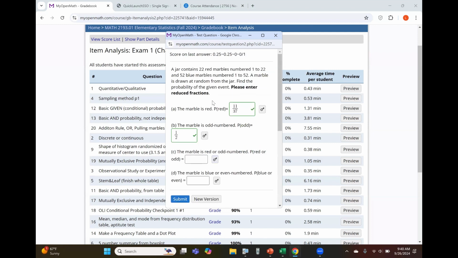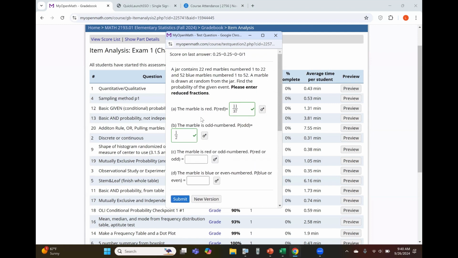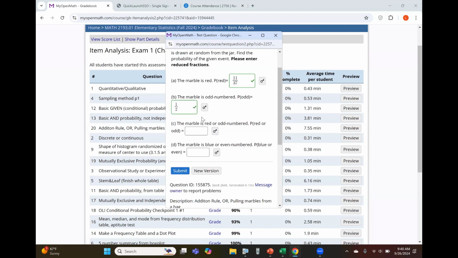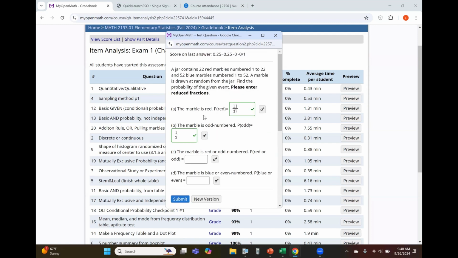11? So you have to add the 11 over 37 to the 1/2, and then you have to subtract off the 11 over 74. And the same is true for the next one. How many are blue? Well, the 52 out of 74. How many are even? Half. How many are blue and even? 26 out of the 74.